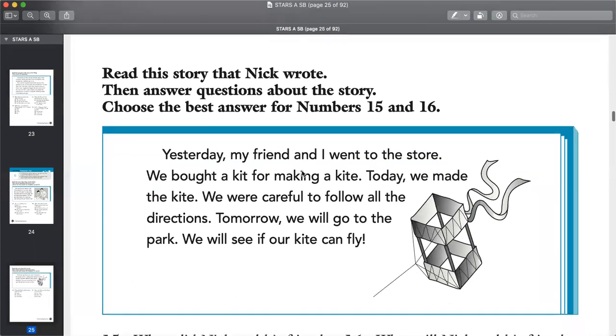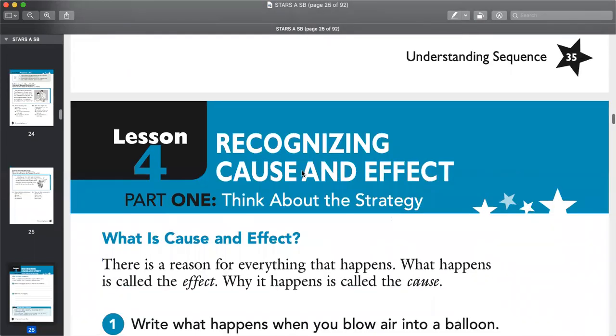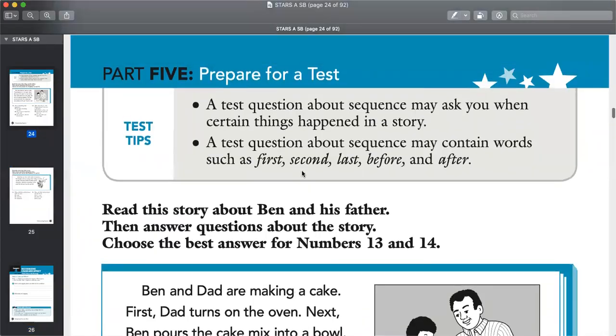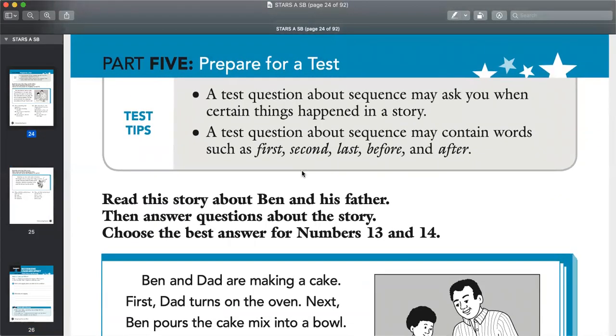We only have 4 days of this left, and then the rest of the 4 days, I think that's up to your teachers what they plan on doing. But let's start on, where are we? Right here. So part 5, prepare for a test.